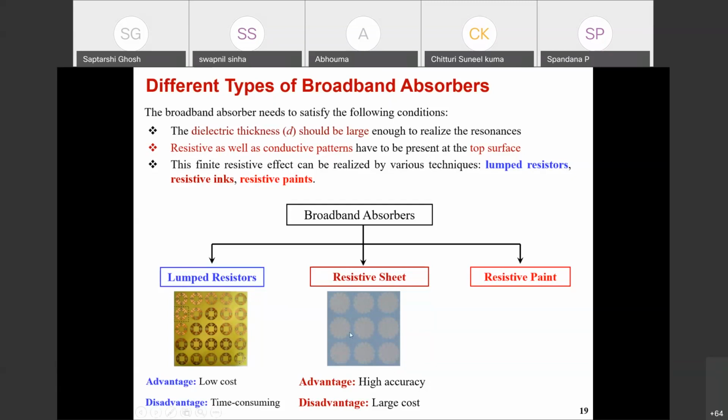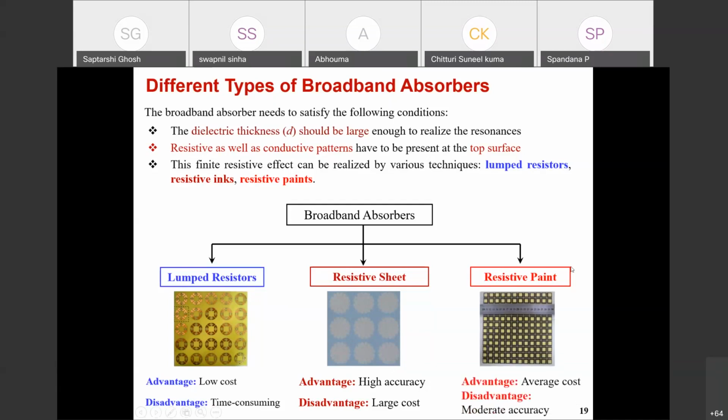But then there is an optimal technique which you can consider, the resistive paint, where generally people are using one type of resistive paint which has low conductivity, and we can use the average cost spin painting technique to paint it on the structures. So the cost is average, and accuracy is moderate based on how precisely you are using those things. And then we are going for the resistive paint.